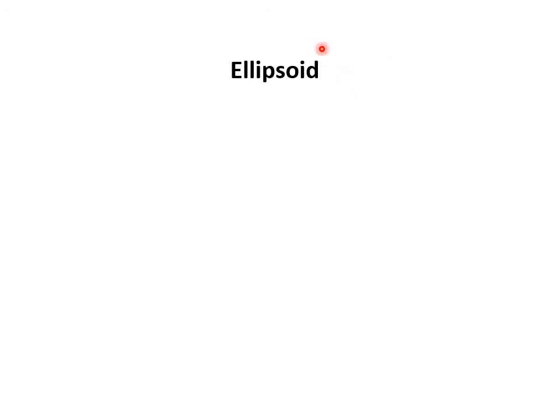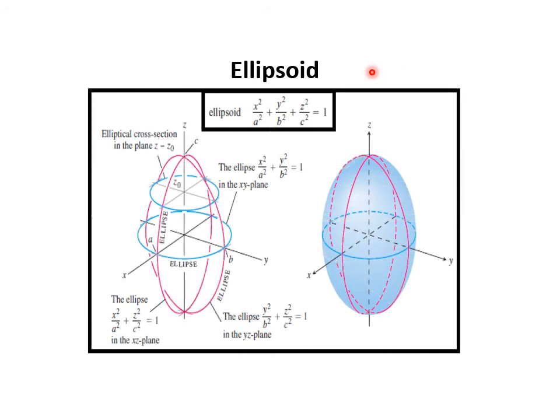Now we will see how to visualize the surface ellipsoid. The Cartesian form of ellipsoid is x square by a square plus y square by b square plus z square by c square equal to 1. To visualize the surface ellipsoid, view the surface in the xy plane. On the xy plane, z is 0. The curve is x square by a square plus y square by b square equal to 1, which is an ellipse. So on the xy plane, you got the generating curve as an ellipse.